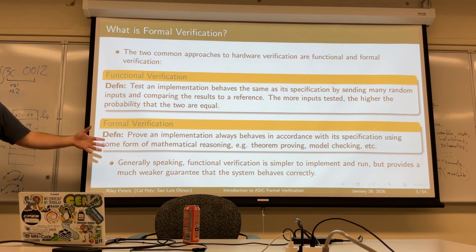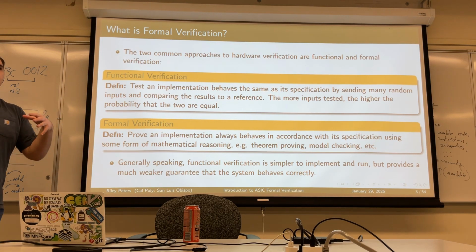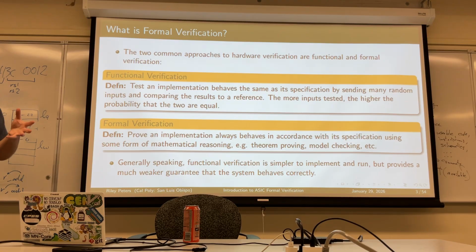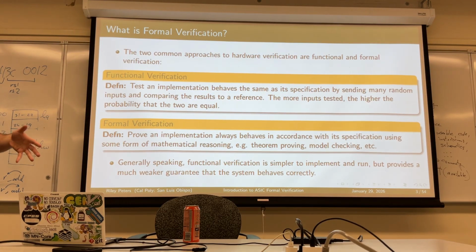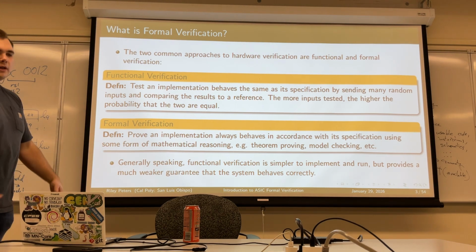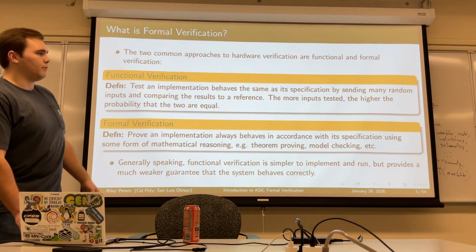Formal verification turns that on its head. Instead of checking inputs and outputs, you're now trying to prove specific claims about the internal implementation of the device using some form of mathematical reasoning. That's a pretty wide term, and there are so many different topics it's hard to pin down a specific one without narrowing it too much. Generally speaking, functional verification is simpler to implement and run, but you only get a probability that your thing is correct. There's some uncertainty that you could have a bug in your design just because it's impossible to test every possible input.